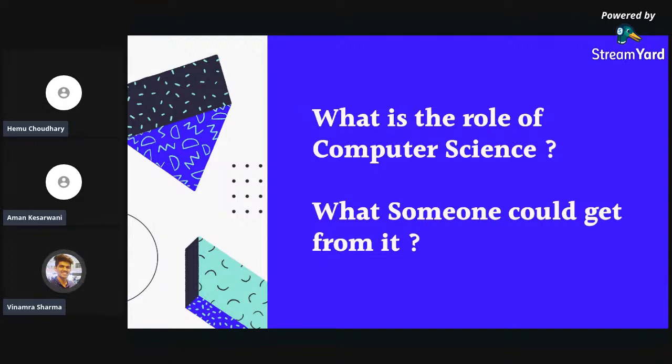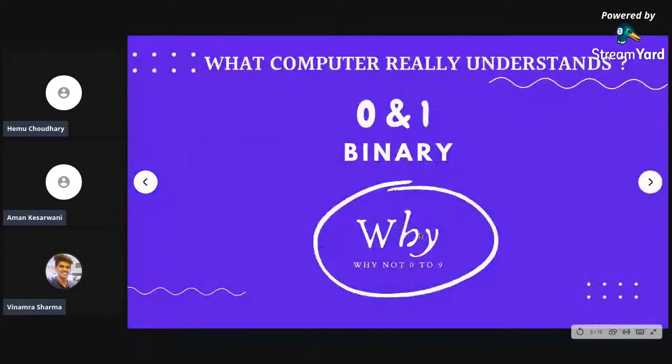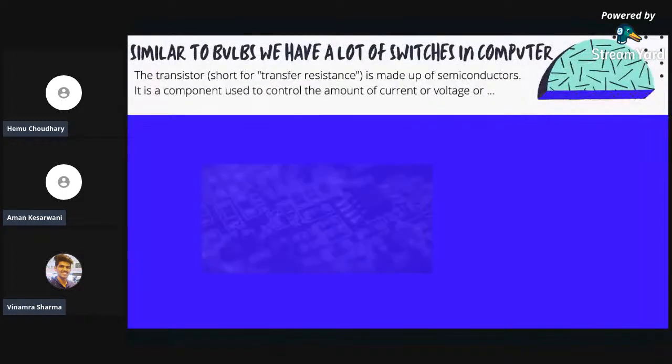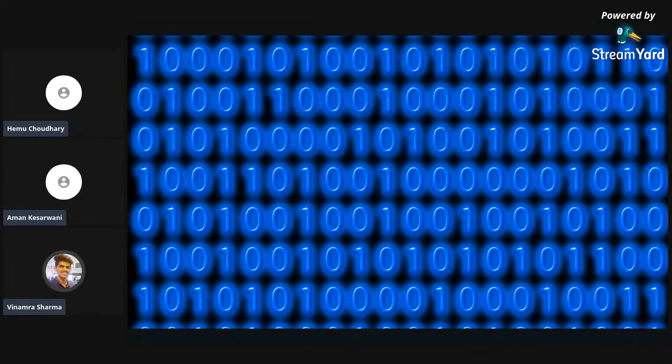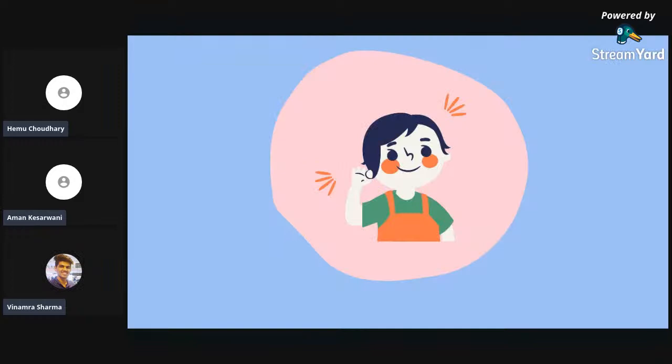Now, the next question that arises is what someone could get from it. You have all gone through what computer science really is, how a computer works, what the role of binary is, how things are coded and decoded, and what the languages are that everyone is talking about right now. So what could someone get from it? The only limit you have is your mindset and your possibilities. Everything can be possible. All you have to do is imagine it.